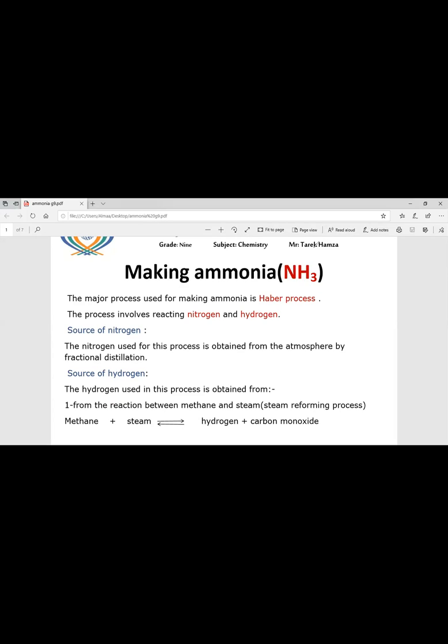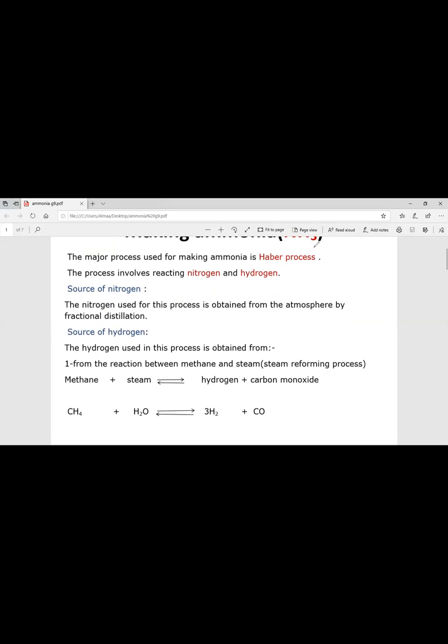How can we obtain nitrogen for this process? By fractional distillation of the atmosphere. The source of hydrogen used in this process is, number one, the reaction between methane and steam. The steam here is water vapor. When methane reacts with steam, it produces hydrogen and carbon monoxide. This reaction needs a catalyst called nickel. This means it is a reversible reaction.